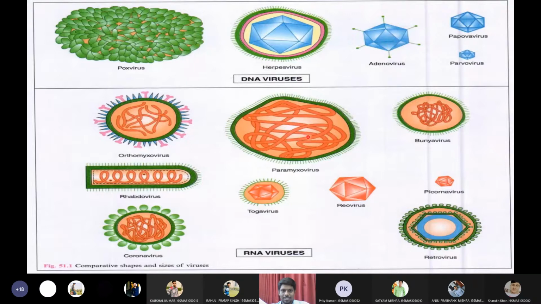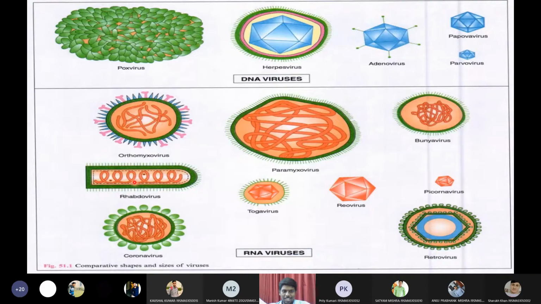Very good. Then what about this one? What type of symmetry is this? Is it icosahedron or helical? Helical, sir. It is helical. Is it an enveloped or non-enveloped virus? Enveloped. So paramyxo is a helical enveloped virus. Okay, then what about this one? Bunya virus. Tell me about this virus. It's a helical enveloped virus. Yes, helical enveloped virus.